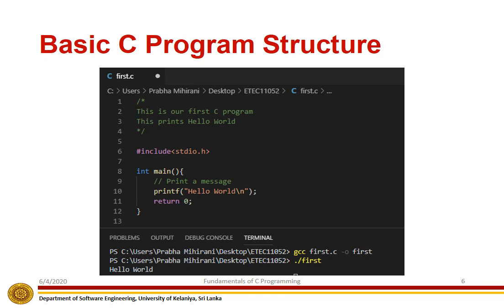For C programming, we can use IDEs like NetBeans, CodeBlocks, Eclipse and so on. And we can use any text editor to write the code, for example Notepad++, Visual Studio Code, Sublime Text, and there are many other text editors.